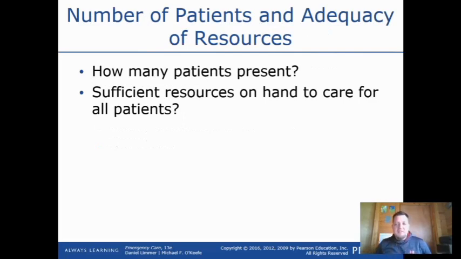So, number of patients and adequacy of resources. How many patients are present, and do we have enough resources to care for all of these patients? Okay, so this is more going into the MCIs, the mass casualty incidents, and various other things that can present with multiple patients.